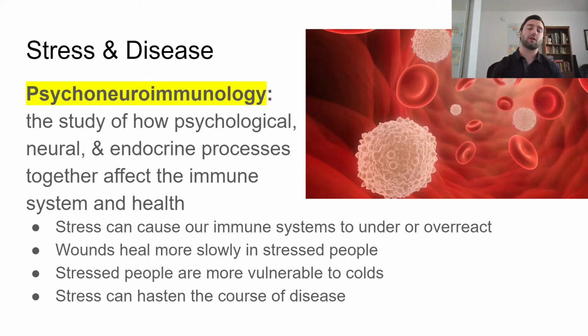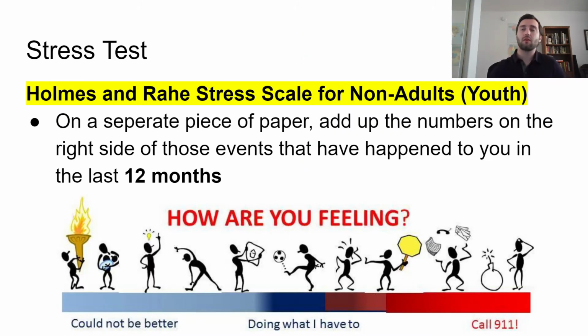So it's really important to kind of understand how important it is to deal with these different stressors as they come into our lives. We're going to look at this in class. I'll talk about it and you'll see it a little bit more. There's what's called the Holmes and Rahe stress scale for non-adults, for youth, which basically is looking at your life events over the last year and trying to get a guesstimate on how much stress you have, right?